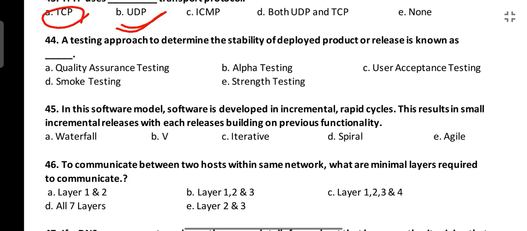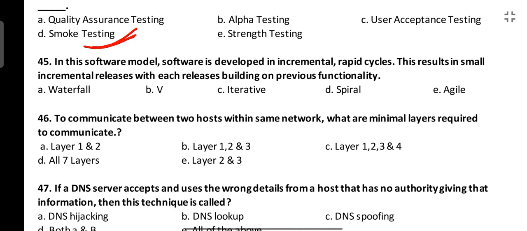Next is a testing approach to determine the stability of a deployed product or release, known as smoke testing. Whatever build is deployed, we check whether it is stable or not with smoke testing. Next is a software model in which software is developed in incremental rapid cycles. This results in small releases, each building on previous functionality. This is part of agile.